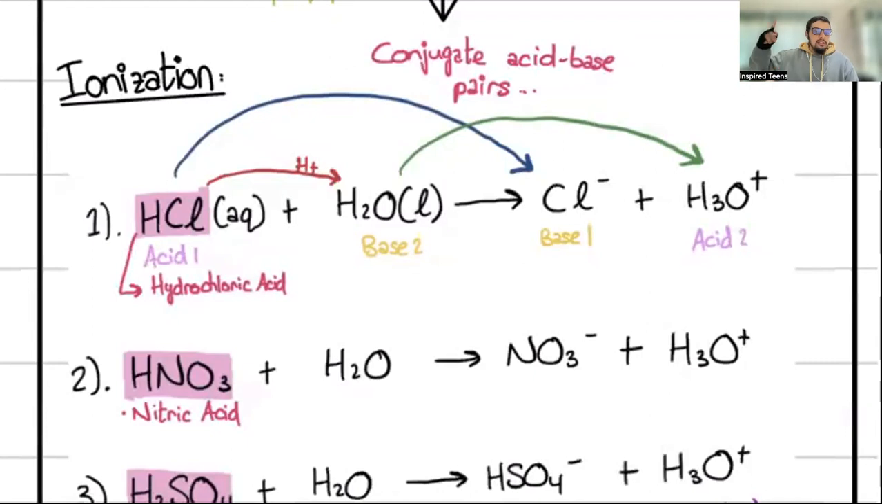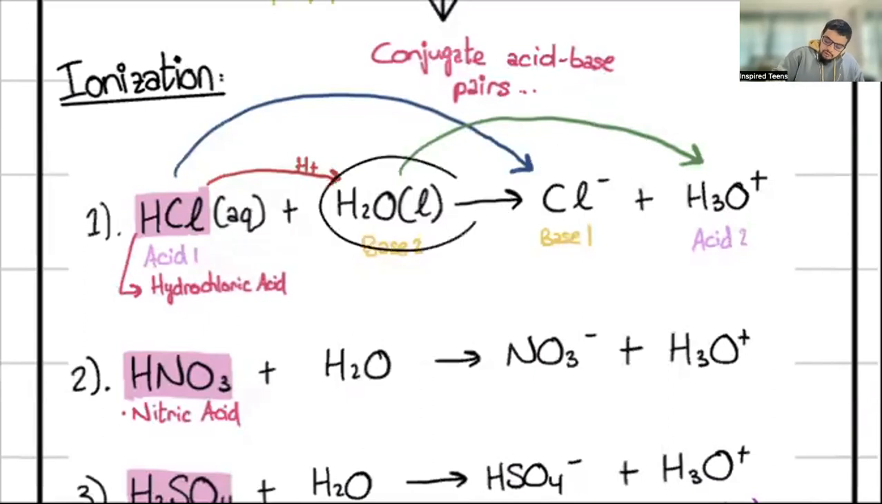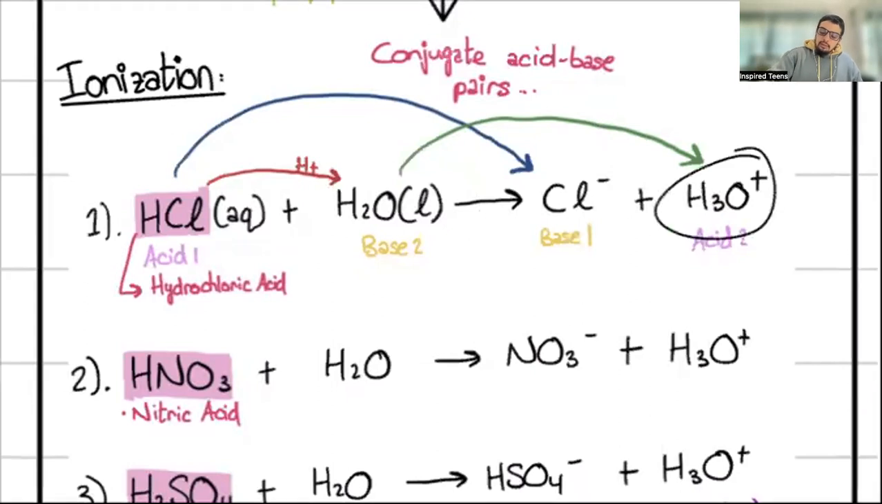Firstly, it lost its H, so it became Cl, and then it became -1 because it donated a positive ion. So the HCl became Cl minus, and then this H2O received the hydrogen ion and became H3O plus. Okay, and that is what an acid ionization reaction looks like, and that's what happens when an acid is ionized. It donates a hydrogen.